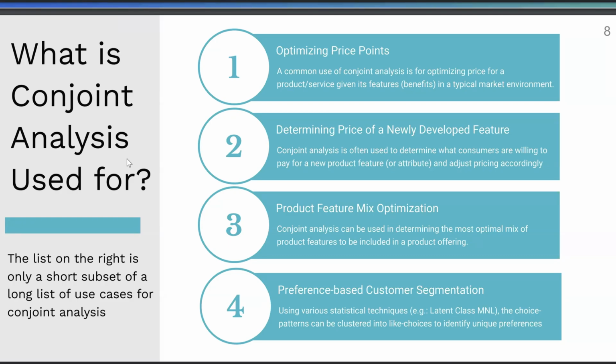Number three, you can optimize the product features, for example in a bundled offering. What should be in the bundle? What is the most optimal combination of products that we're going to offer in the bundle? Or if you have a base versus add-ons, what kind of features should be included in the base offering and not as an add-on? A very common application of conjoint analysis. And of course, you can also use conjoint analysis for customer segmentation.